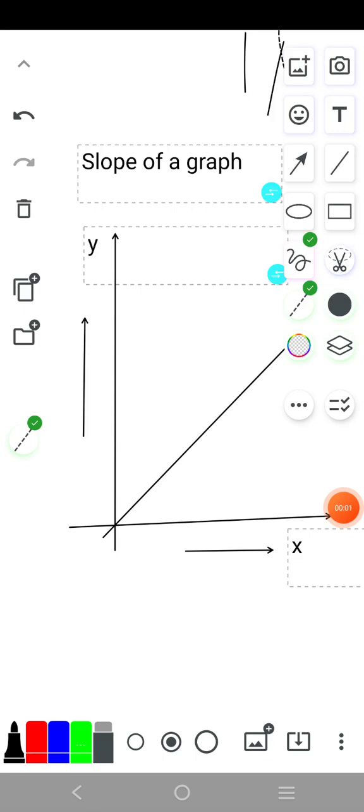Hello students, today we are going to discuss the slope of a graph. Actually, many of you don't have an idea about the slope of a graph. What does the slope of a graph do? Let's get an idea about that.